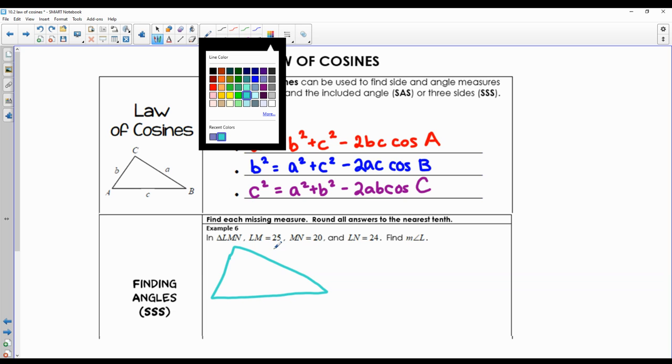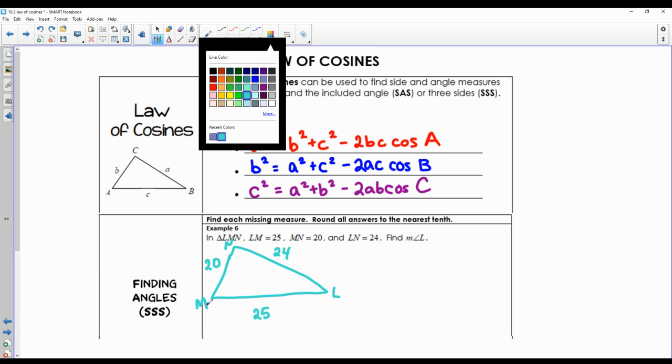So the biggest side, this looks like my biggest side. I'm going to call this one 25. I'm going to call this one 24, and then this one 20. Now I've got to put the letters in. The angle that 25 and 24 share is going to be L. So L to N, so this has got to be an N right there, and that leaves 20 to 25. That leaves an M over here.